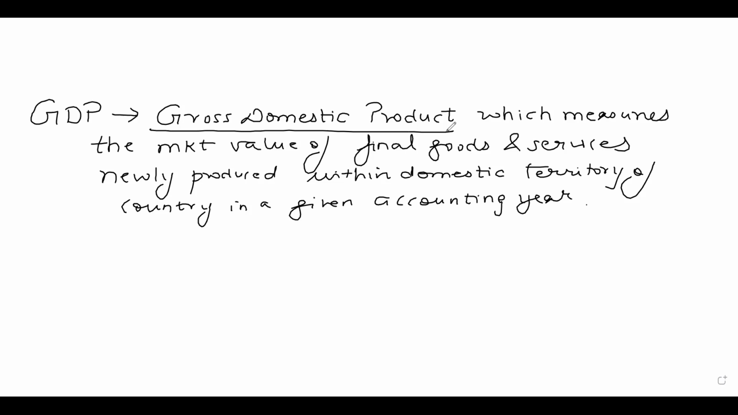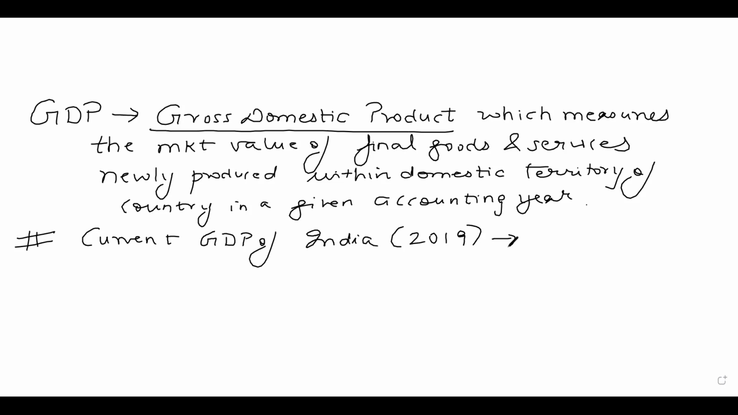If you look at the GDP of India, the latest figures I have with me right now are for 2019: 2.87 lakh crores US dollars. The current GDP of India is 2.87 lakh crores US dollars. This is as per 2019 data.